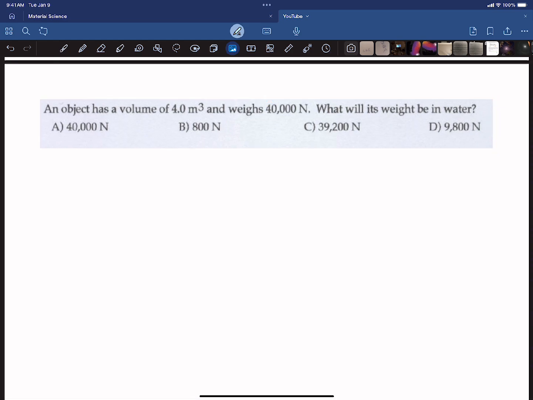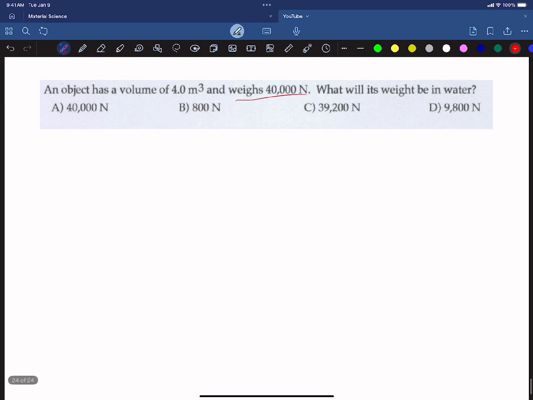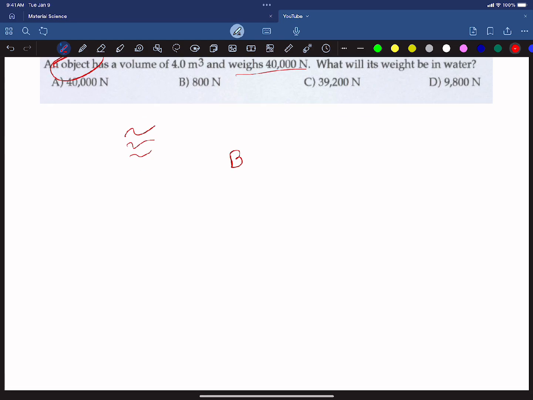An object has a volume of 4 meter cube and weight of 40,000 Newton. What will be its weight in the water? So to find the weight of this object in the water, we need this equation. Buoyant force is equal to rho times V times g. Now this is the density of water, this is the volume, and this is the gravity.